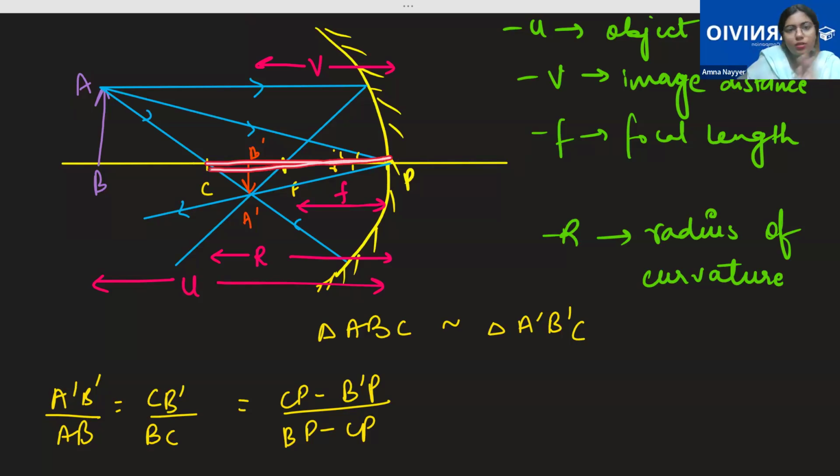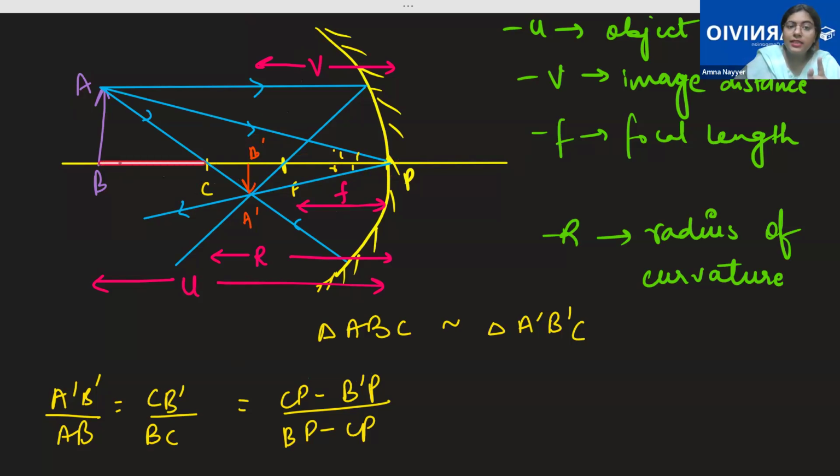Now look, PC, this is the radius of curvature. This B dash P is the image distance. So if I subtract from this bigger, this one, I'll get this one. I can say CB dash is equal to CP minus B dash P. And why did I choose that? Because CP is the radius of curvature and B dash P is the image distance.